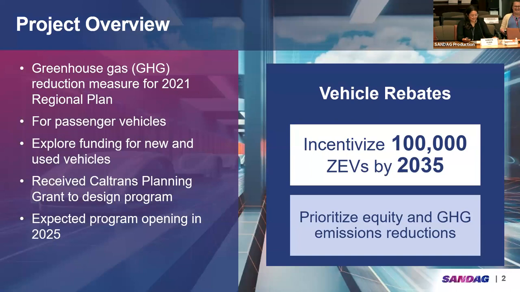Okay, so just a quick project overview. What is a zero emission vehicle? For this program, it'll include two types of electric vehicles: battery electric vehicles, which is the common type of EV that you might think of where you plug into a traditional charging station, and fuel cell electric vehicles, which are powered by hydrogen fueling stations. So both types will be included under this program. A zero emission vehicle incentive program is a greenhouse gas reduction measure in the 2021 regional plan and sustainable communities strategy. So this work is directly related to implementing the 21 plan.